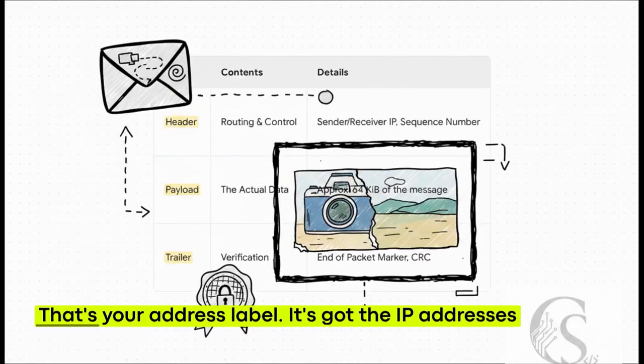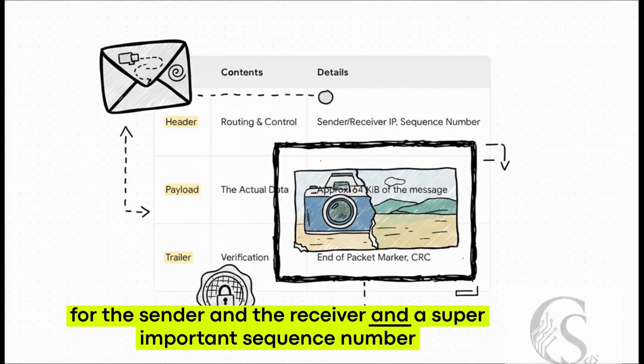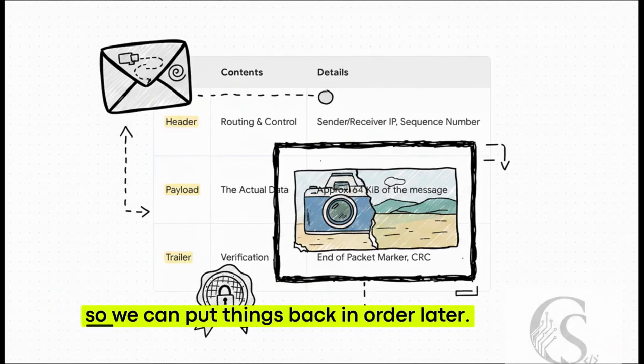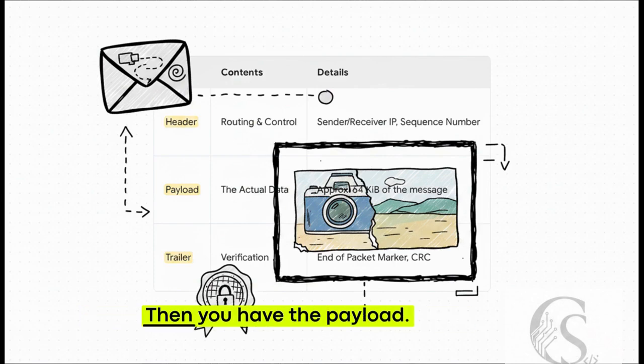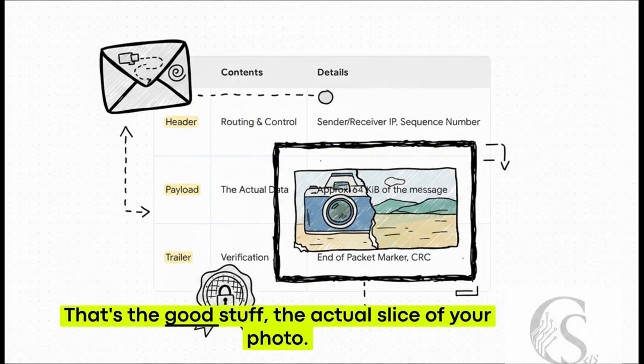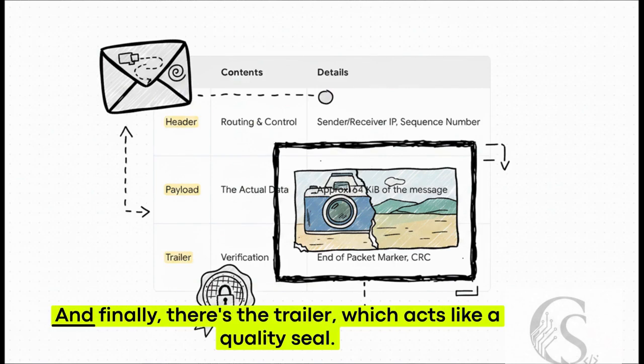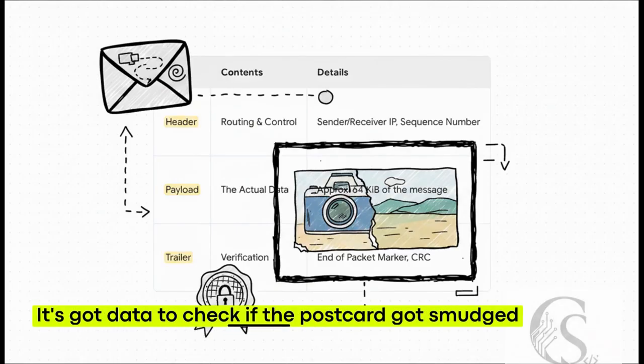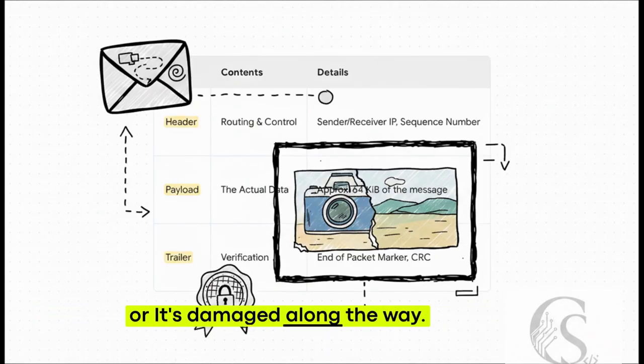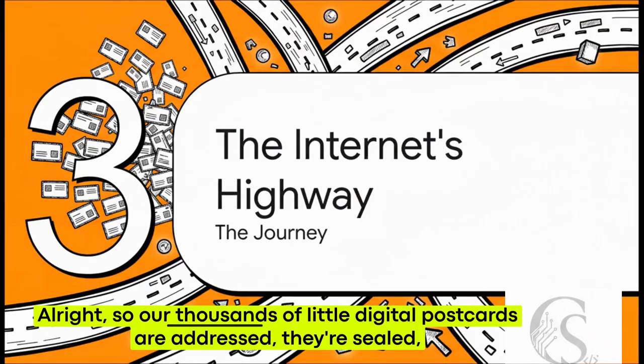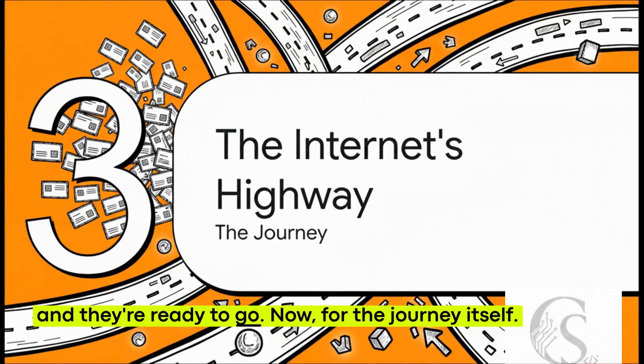First, you've got the header. That's your address label. It's got the IP addresses for the sender and the receiver, and a super important sequence number so we can put things back in order later. Then you have the payload. That's the good stuff, the actual slice of your photo. And finally, there's the trailer, which acts like a quality seal. It's got data to check if the postcard got smudged or damaged along the way. All right, so our thousands of little digital postcards are addressed, they're sealed, and they're ready to go.